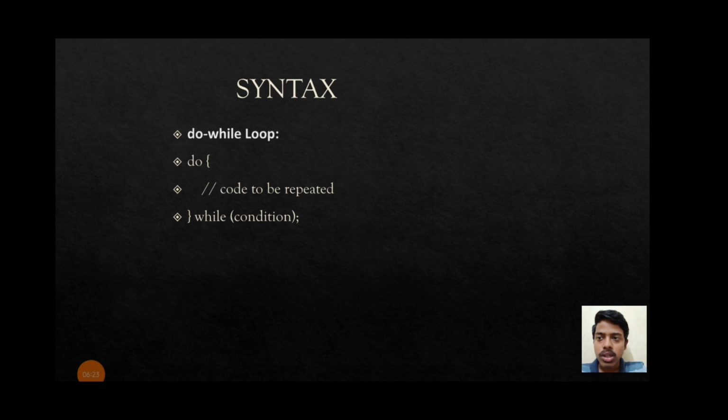And last one, the syntax of do while loop. It is like first we need to take do, then in the flower bracket the code will be repeated, and at the end of the flower bracket while and the condition will come.